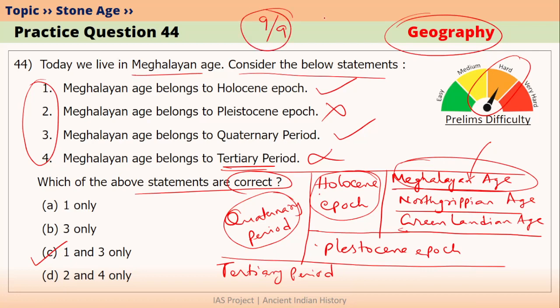If you have answered 9 out of 9 questions correct, then you're doing a great job. If you're able to, let's say, answer 6 or 7 out of 9, even then it is acceptable. If you are answering less than 6, please go and watch our videos once again.